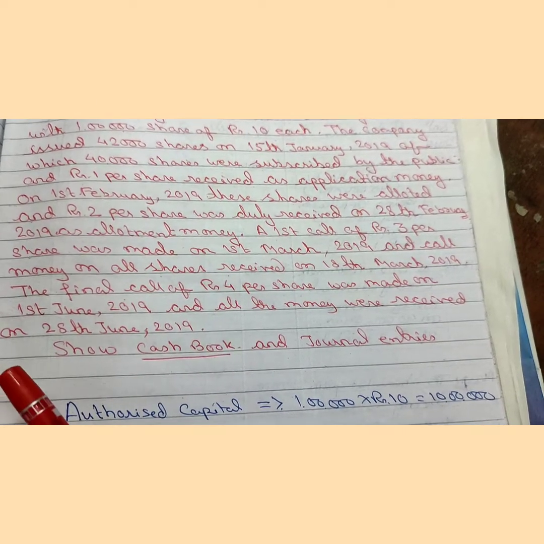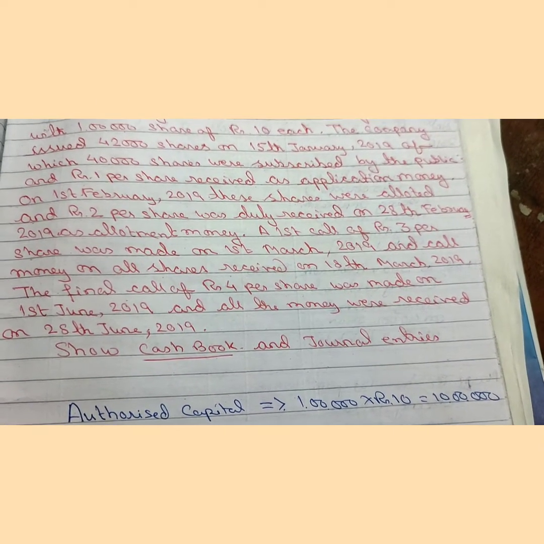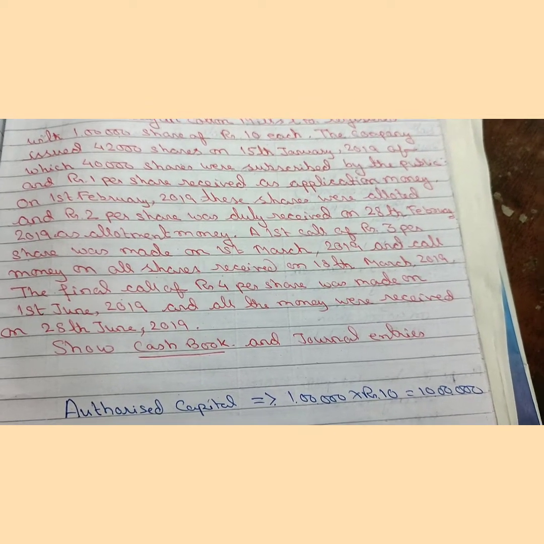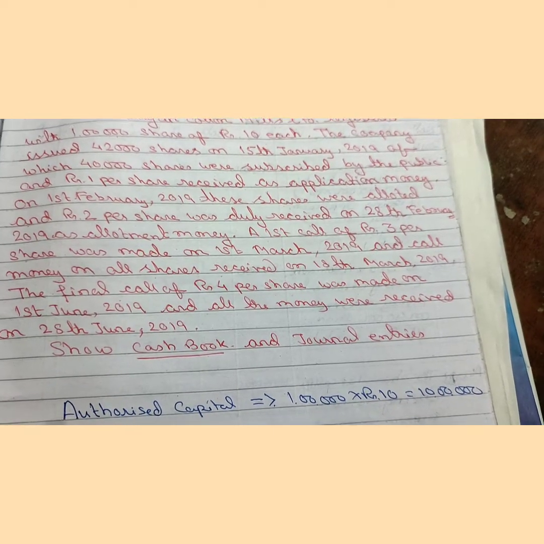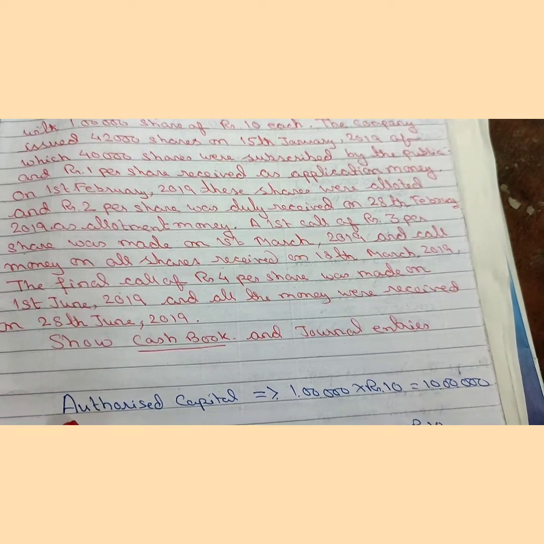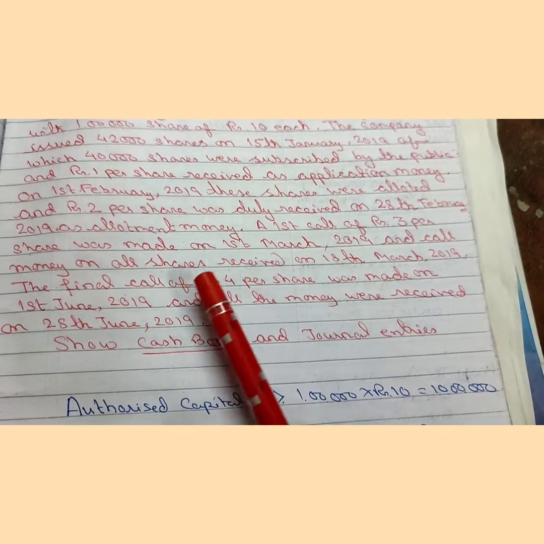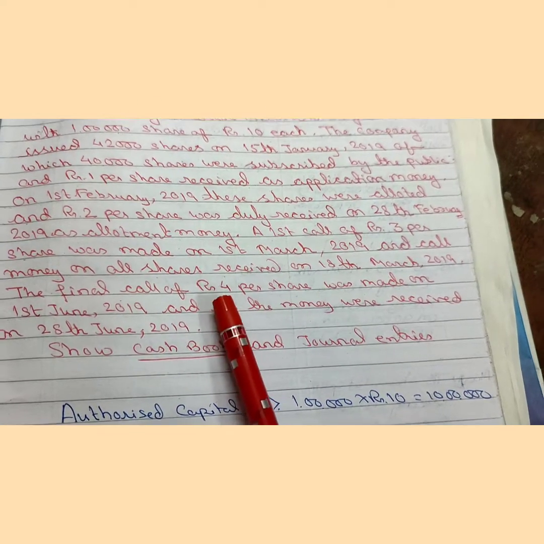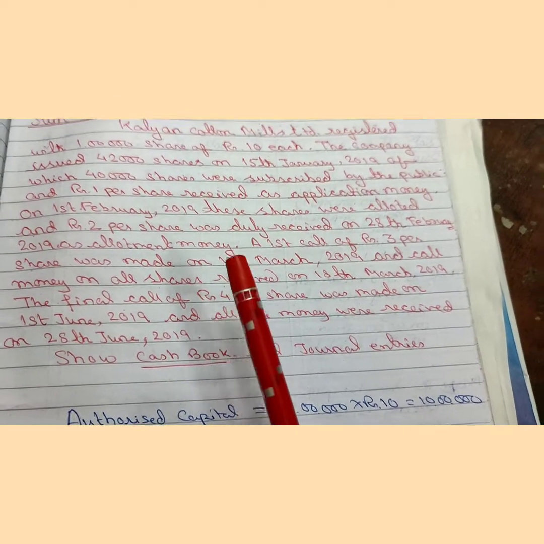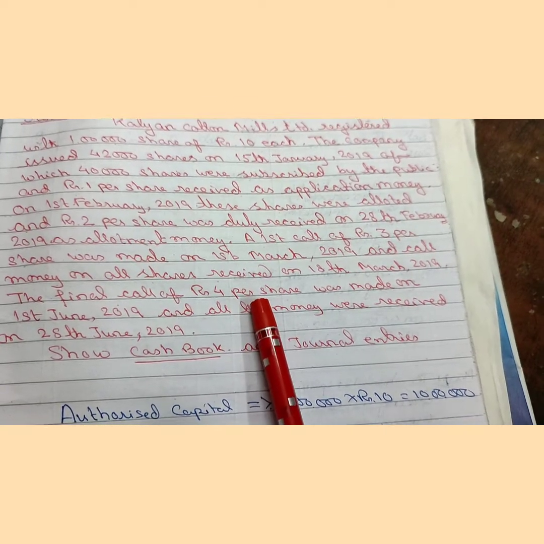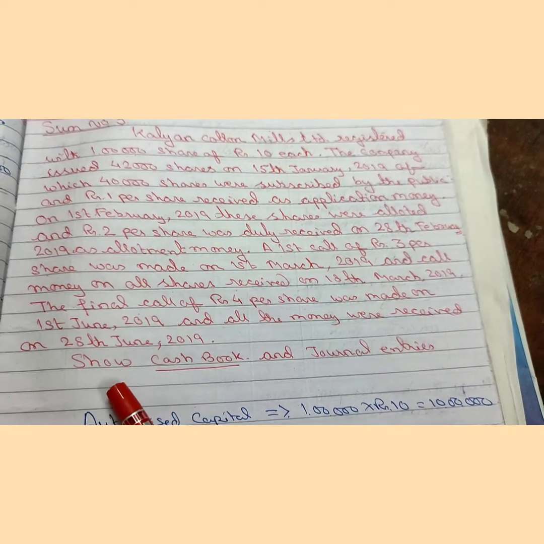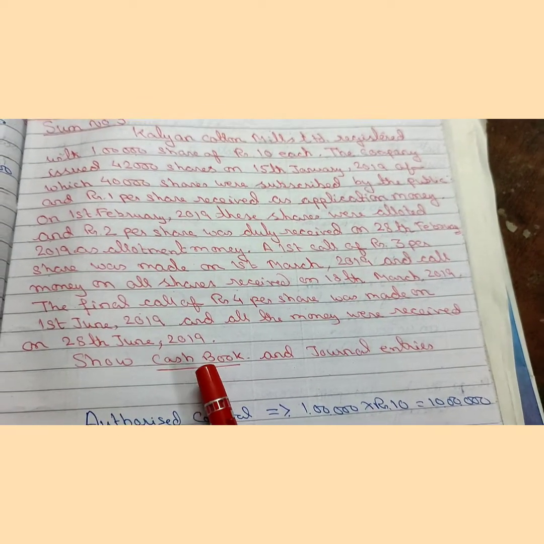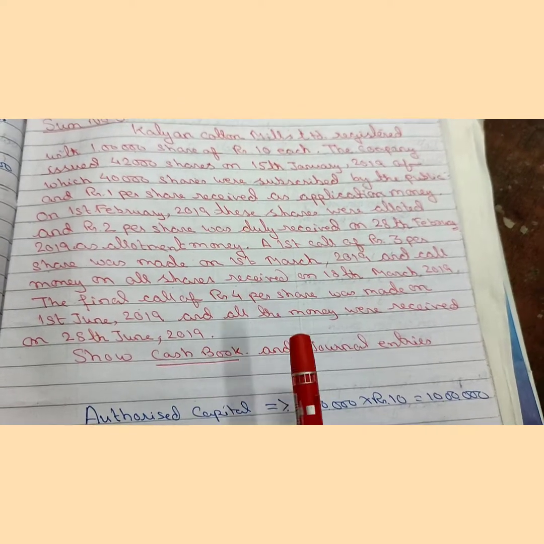So there are 4 installments. First one is application, that is rupees 1. Second one is allotment, that is rupees 2. So adding this 2, we will get 3, and first call money is rupees 3. So 3 plus 3 is 6, and the final call money is given here. The final call is 4, yes, 6 plus 4, that is 10. The value of share is rupees 10, and there are 4 installments. What do we have to do? We have to show cash book and journal entries. Here is another thing, that you have to prepare cash book and journal entries.